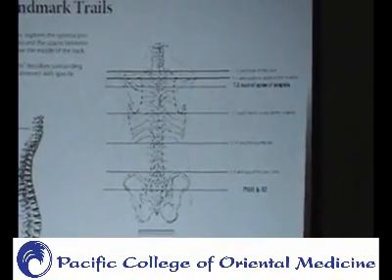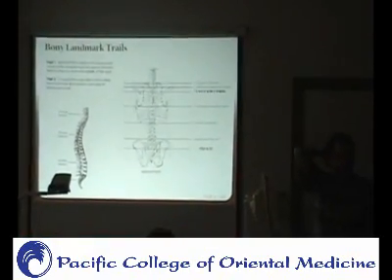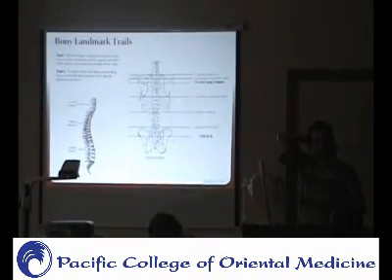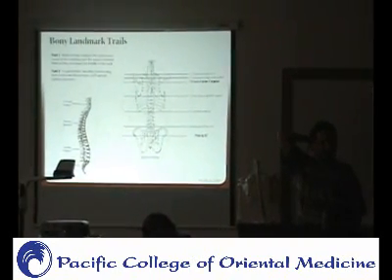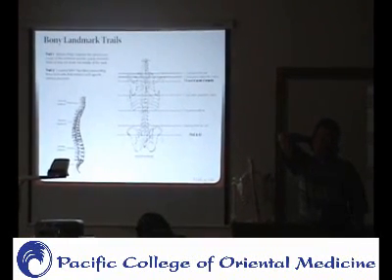C7 is the base of the neck here. Usually C7 is going to be the most prominent one that you're going to feel on the back. Okay? As you're coming down the back of your neck, you feel one that sticks out the most. That's typically going to be C7. It's usually called the vertebral prominence. Okay.